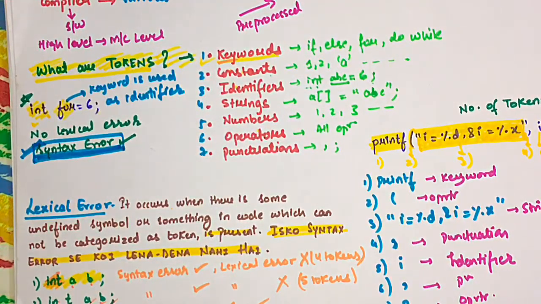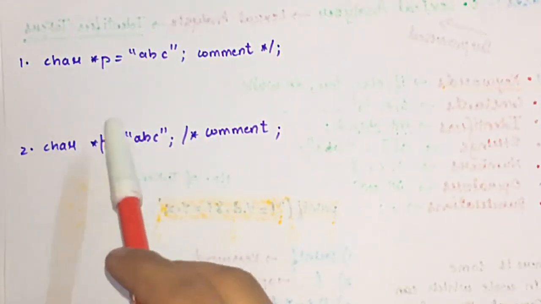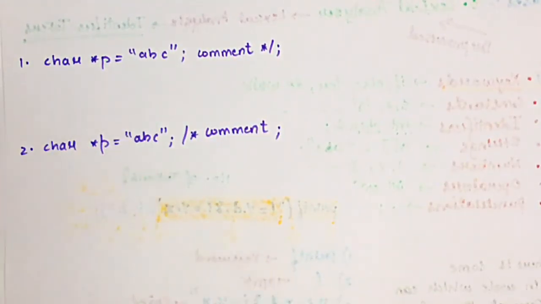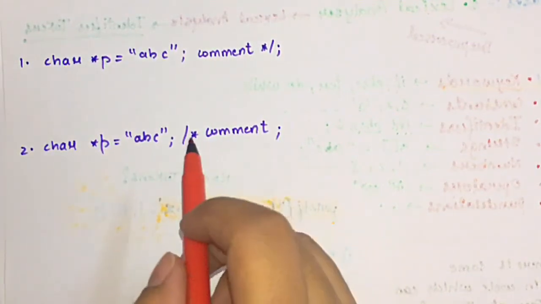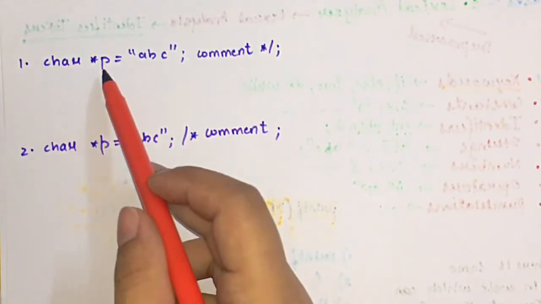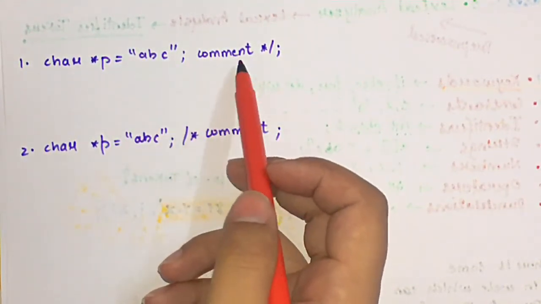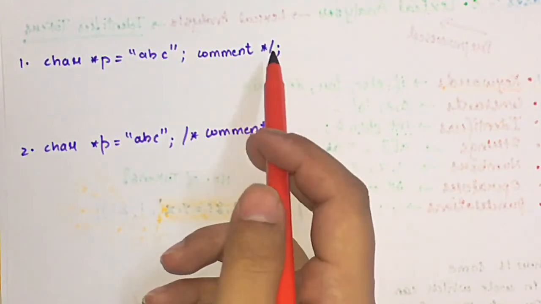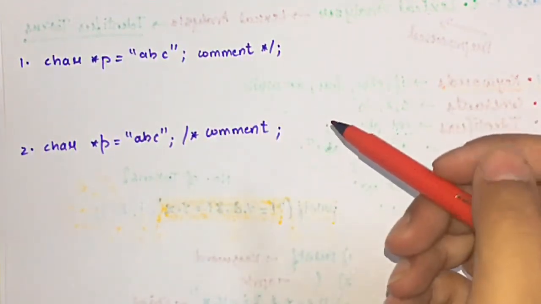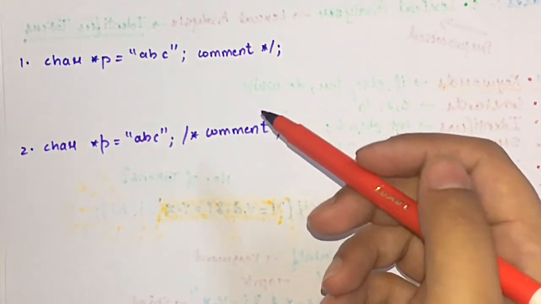Now see two or three more examples. Here I have taken two more examples. These are very good questions and will help you a lot to understand the concept of lexical error and syntax error. The first line of code is a character pointer declared with ABC, then a comment is written, and then asterisk, oblique, semicolon. Now you have to tell me whether there will be a lexical error or not in this code.